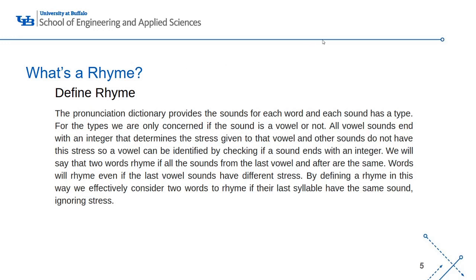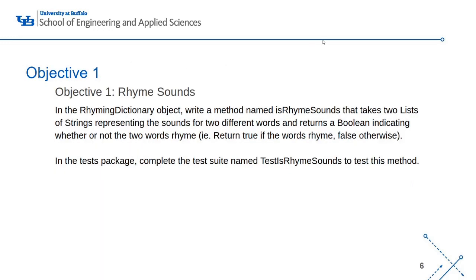Now let's go over the objectives. Please note that the numbered objectives are there to help you complete the primary objective. If you don't complete the numbered objectives first, you will quickly find that it will be difficult to complete the primary objective. Objective 1. In the rhyme sounds objective, you'll be taking two words as a list of the sounds that make them up and comparing them to see if they rhyme.